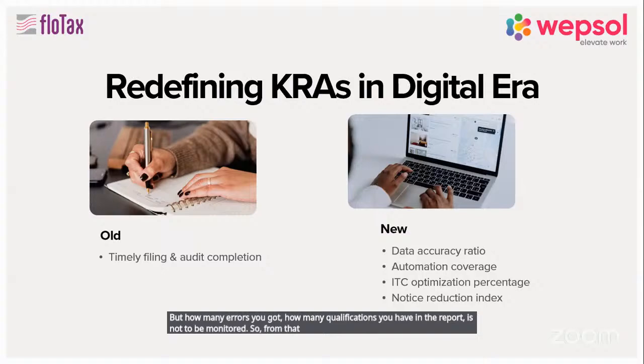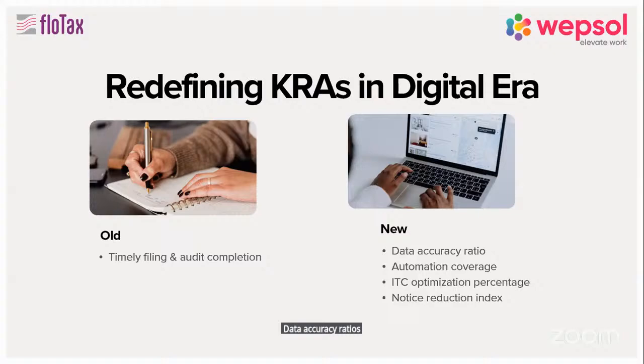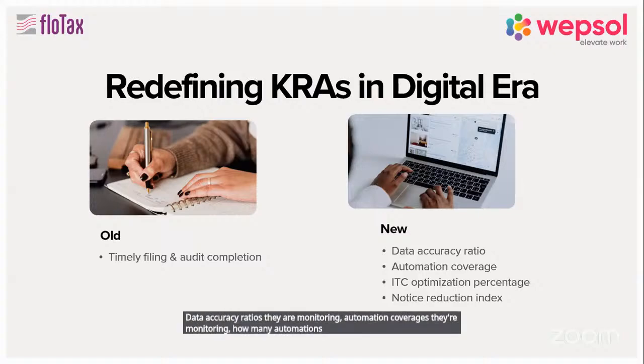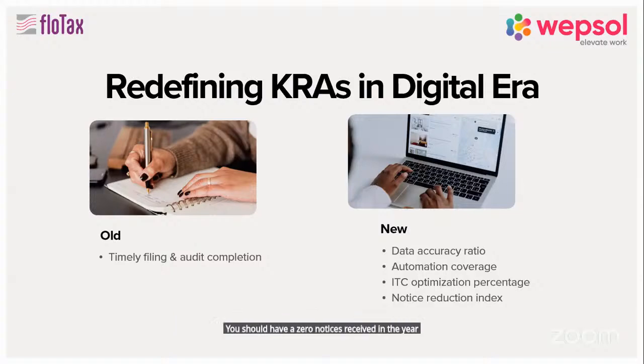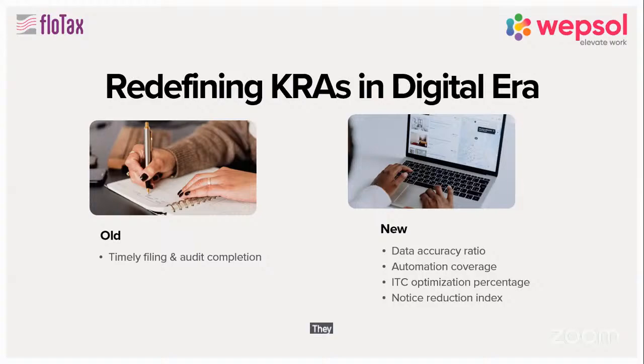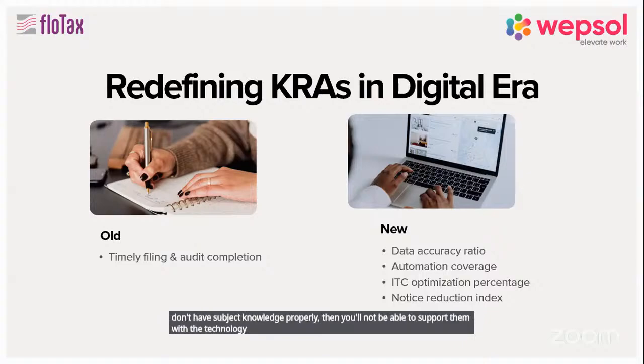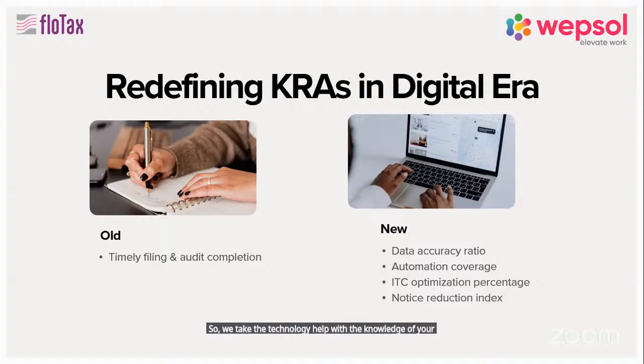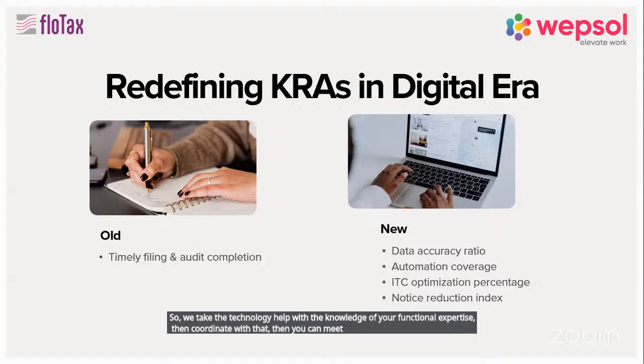So from that stage, now in the new digital generation, they are monitoring data accuracy ratios and automation coverage, how many automations you have done in a quarter or a half year. ITC optimization percentage, whether you are at 99%, 98%, and a notice reduction index. You should have zero notices received in the year, say up to September, and then from September to December, like that. So on a quarterly basis, they'll monitor you on this notice reduction. These are the new KRAs coming up to monitor employees' performance on their day-to-day work, which is more technology driven. You need to depend more on technology with subject matter knowledge. If you don't have subject knowledge properly, then you will not be able to support the technology. So if you take technology help with the knowledge of your functional expertise and coordinate with that, then you can meet your KRAs properly in the new era. Next, please.